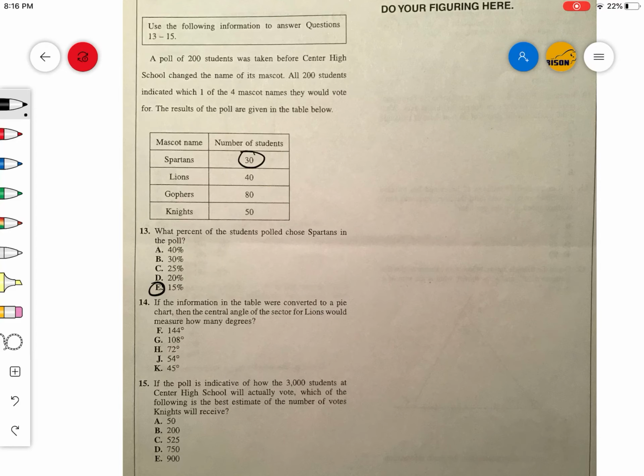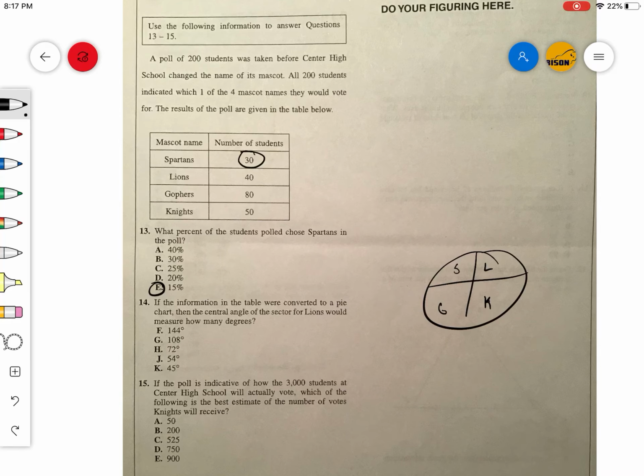Number 14: if the information in the table was converted to a pie chart, the central angle of the sector for Lions would measure how many degrees? Basically, here's what I have to do to convert it into a pie chart. There's going to be 4 sections, right? Spartans, Lions, Gophers, and Knights. The more votes there are, the bigger the piece. Gophers is going to be the biggest because 80 people voted for it.